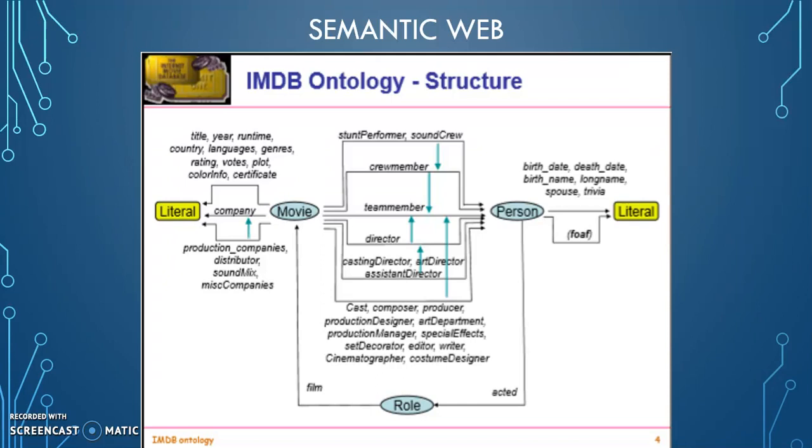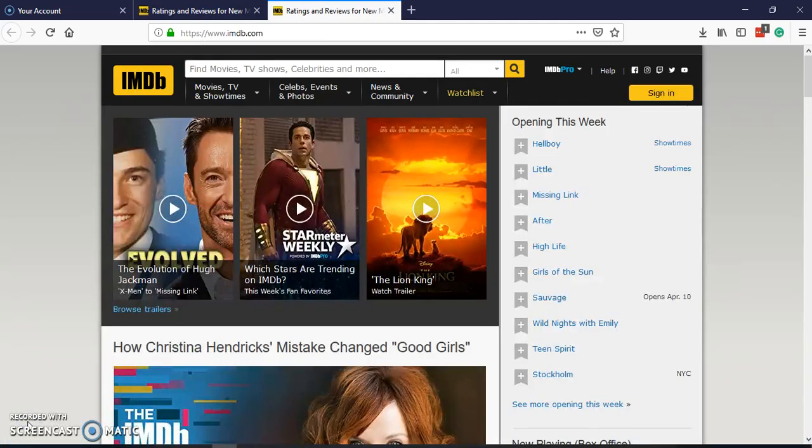You can see some of the properties attached to movies like year, title, but also director and cast. Person has properties like birth name, date of birth, and acted. This is IMDb's website.